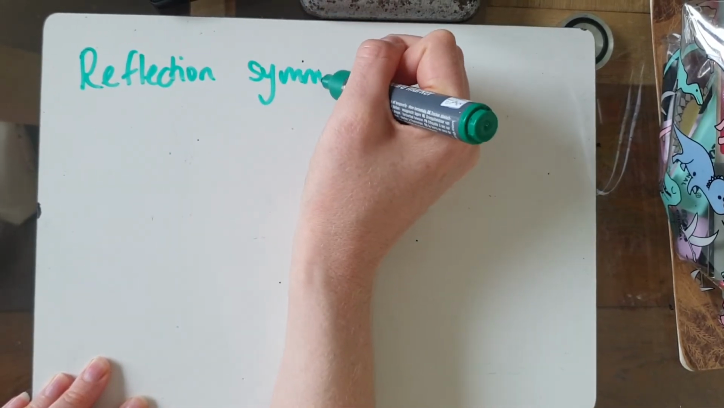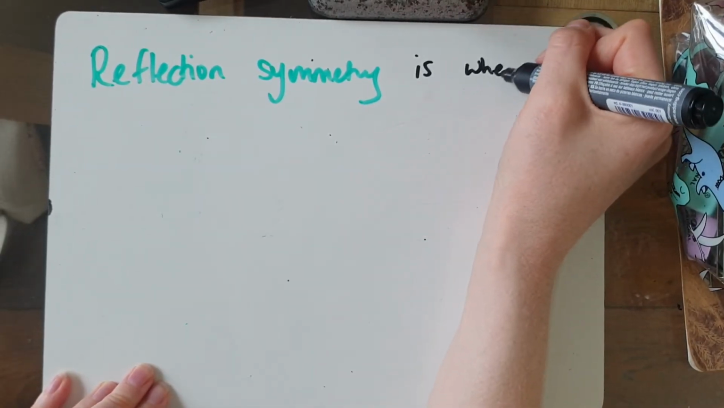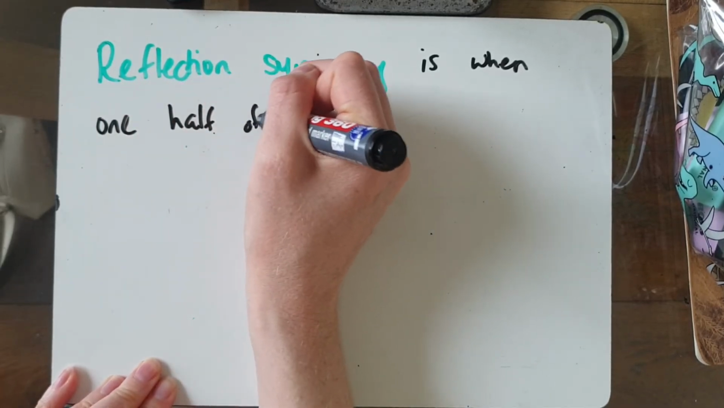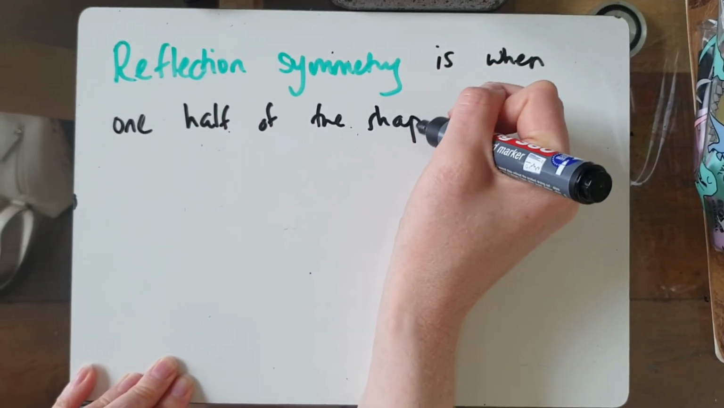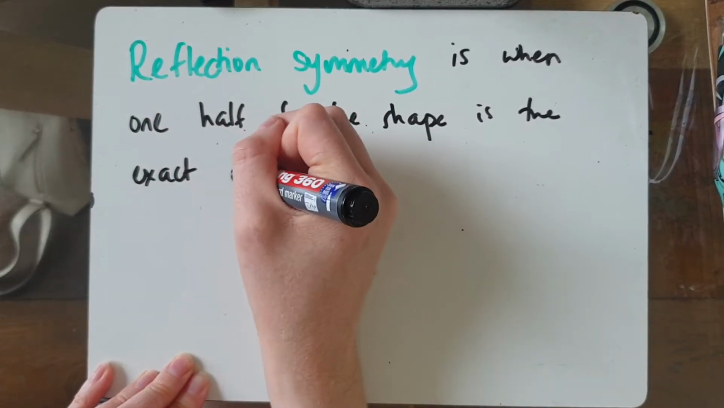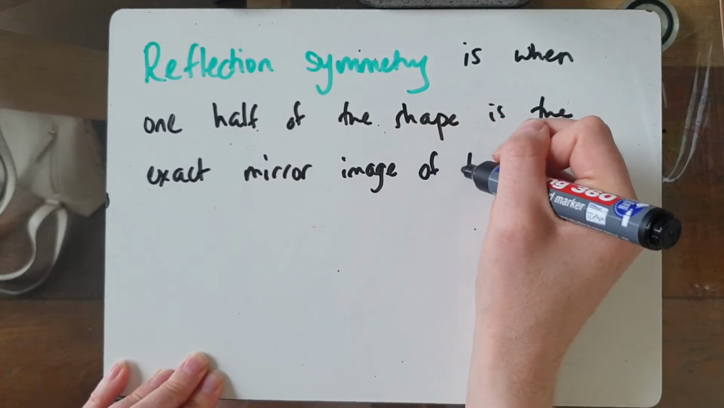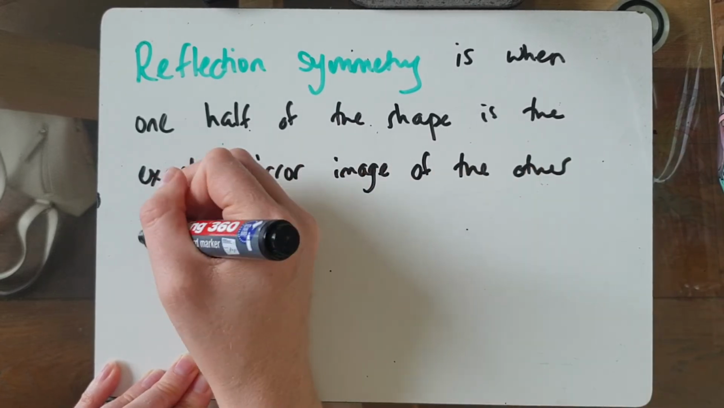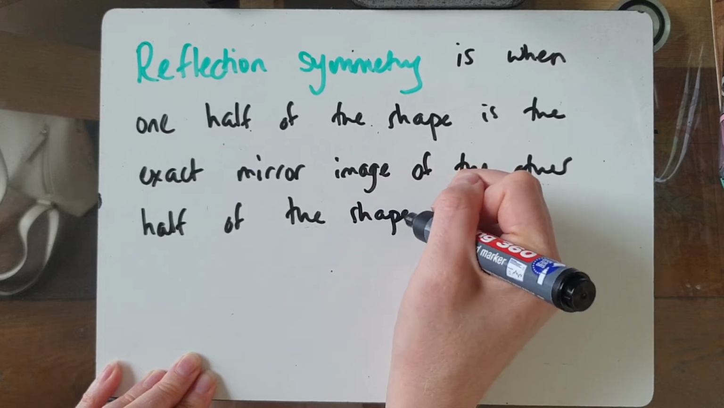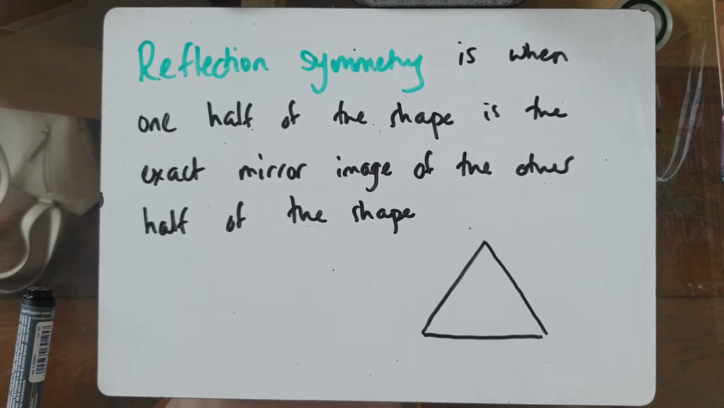So reflection symmetry is when one half of the shape is the exact mirror image of the other half of the shape. So pause and write that down, please.